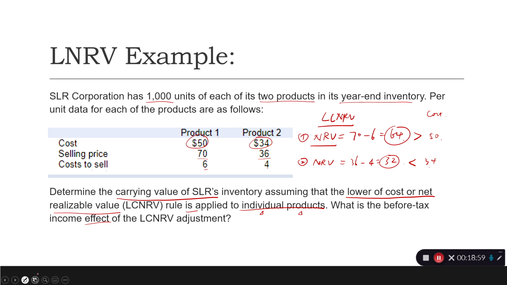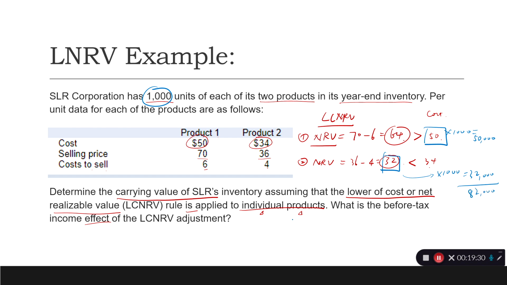So that means that if we do the lower of cost or net realizable value, we'll pick 50 and we'll pick 32. And there's 1,000 units for each, right? So product 1 will be valued at $50,000 and product 2 times 1,000 is going to be $32,000. So the total cost after write down should be $82,000.